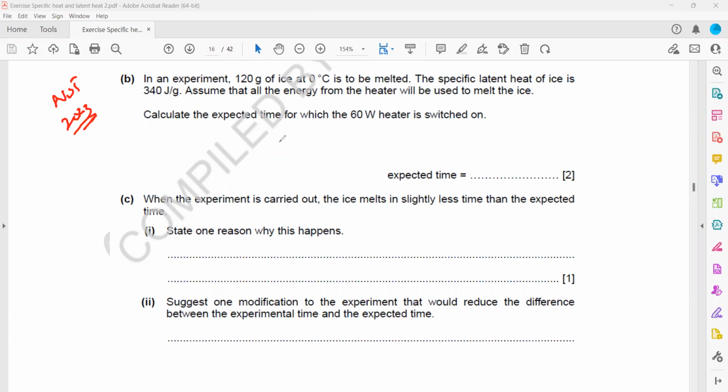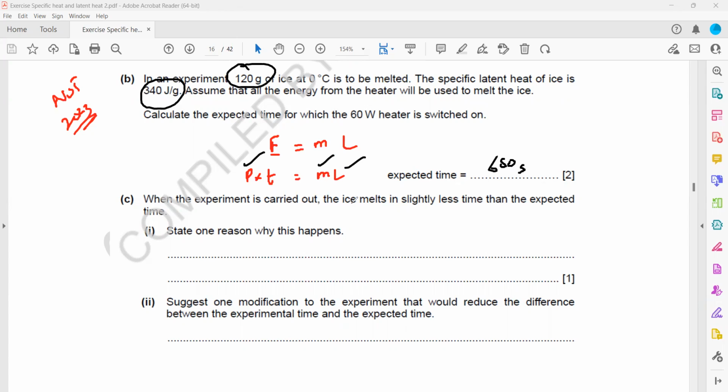So we need the expected time. I will write a formula here. Whenever there is a state change, energy is mass into latent heat. And since we use a heater, it is power into time equals mass into latent heat. We have the power of the heater, which is 60. We have the mass of the ice which is melted. We have the latent heat. If mass is in gram, latent heat should be in per gram. So we work out the expected time, which is 680 seconds when you solve this.